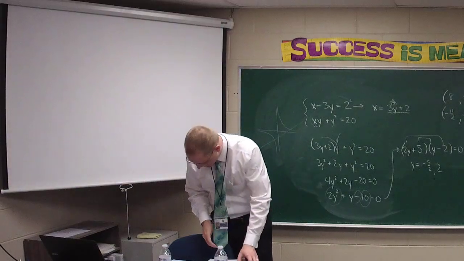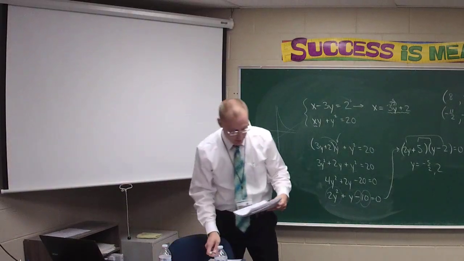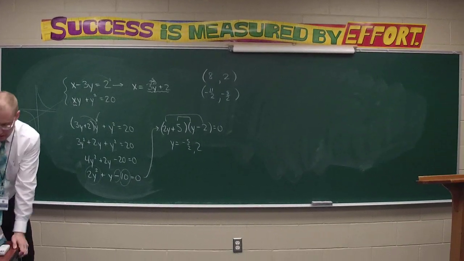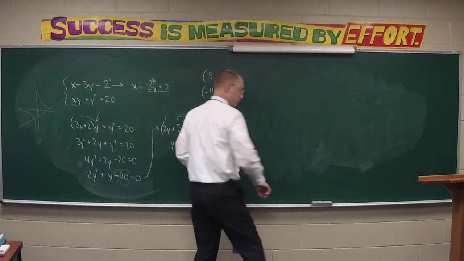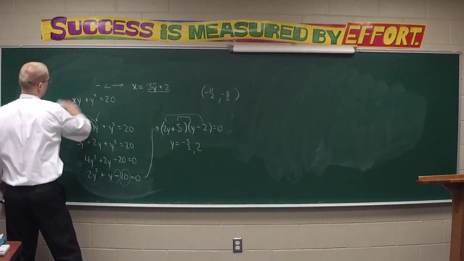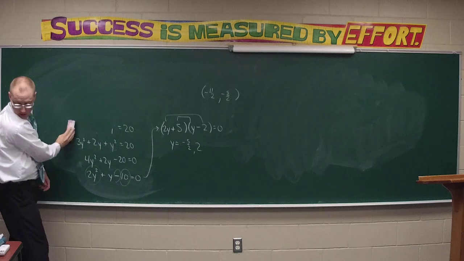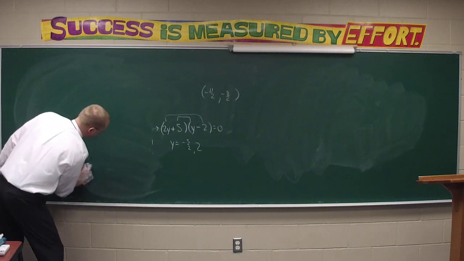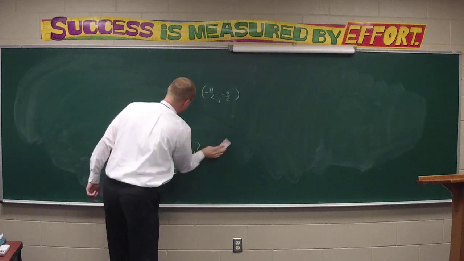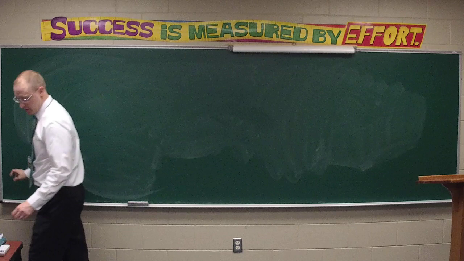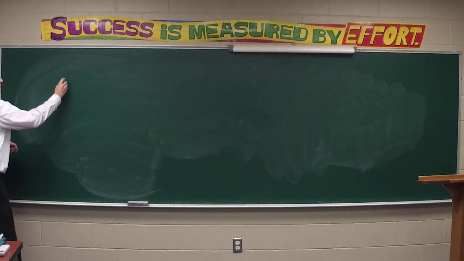Write this one down, if you would, please. x squared plus y squared equals 25, and then 4x squared plus y squared equals 52.